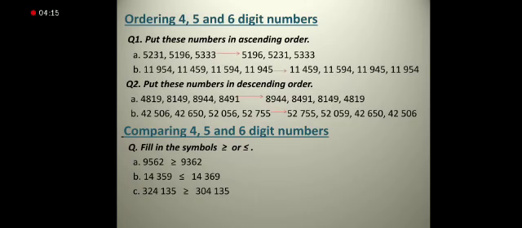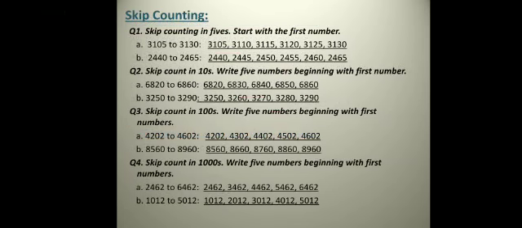Comparing 4, 5 and 6 digit numbers. Question. Fill in the symbols with greater than or smaller than. A. 9,562 is greater than 9,362. Part B. 14,359 is smaller than 14,369. C. 324,135 is greater than 304,135.